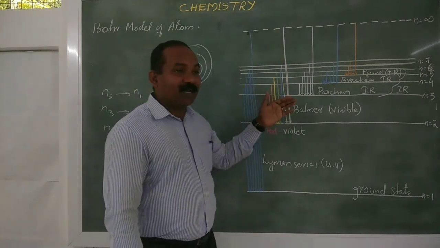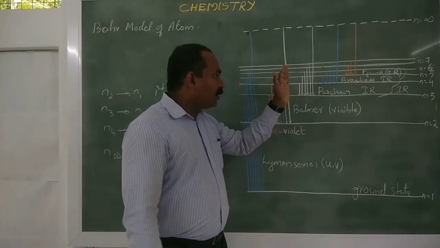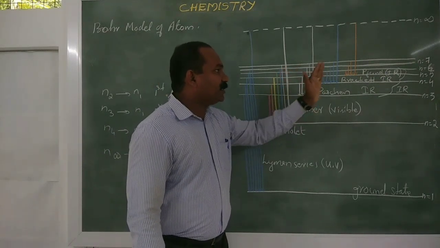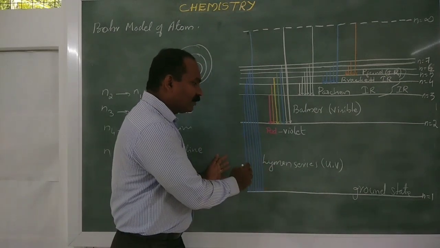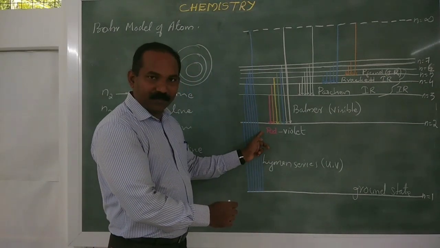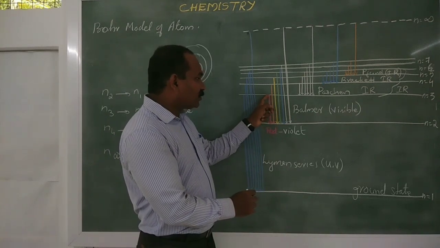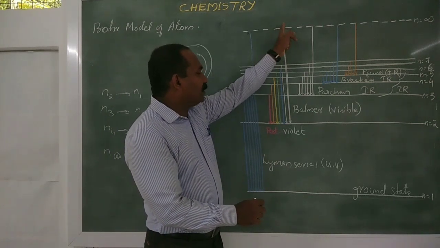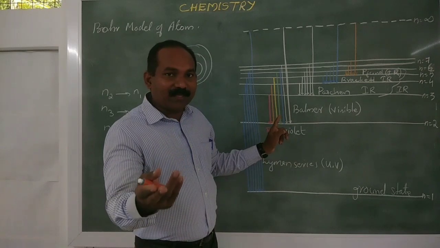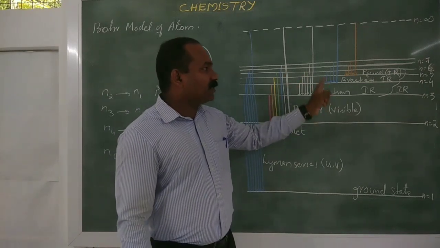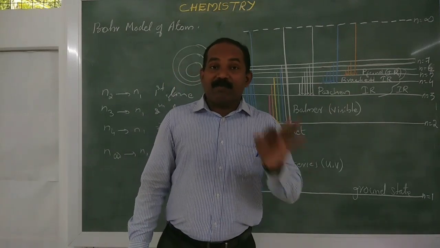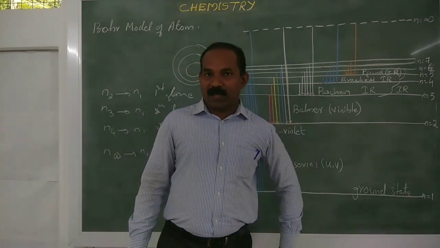Okay, you understand the Paschen series, Brackett series, and the Pfund series. First you understand the Lyman series, first line, last line. Similarly, Balmer series 3 to 2 and the last infinity to 2. Then you can easily understand the first and last line in the Paschen series, Brackett series, Pfund series, etc. A very important information. Okay?